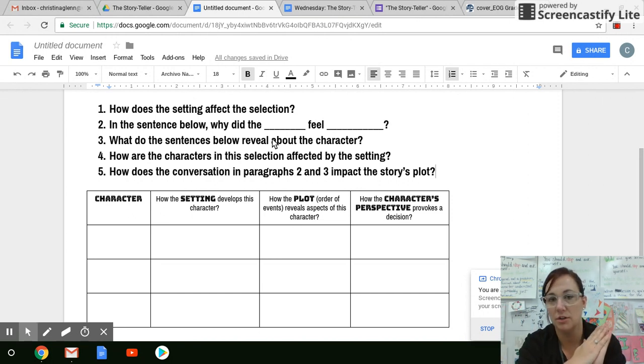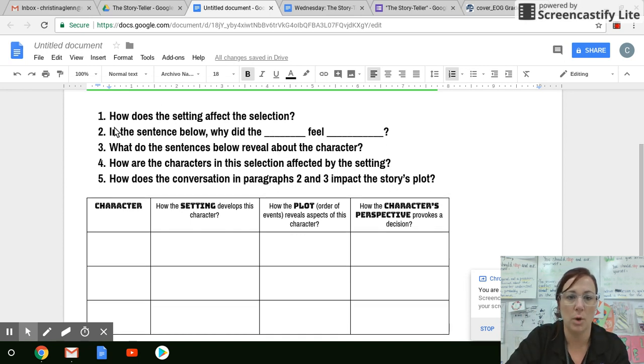So a graphic organizer, again, is just a way to visualize your thinking. And so if you see one of these questions, you start making little boxes, okay? If it says for number 1, how does the setting affect the selection? I need to know here, setting is going to impact characters. So let me put a character that they've given me and then make an analysis of how the setting is developing the character. How's it developing the character, okay?